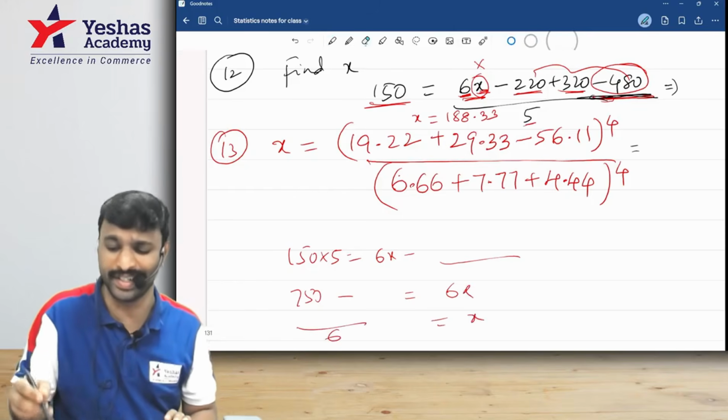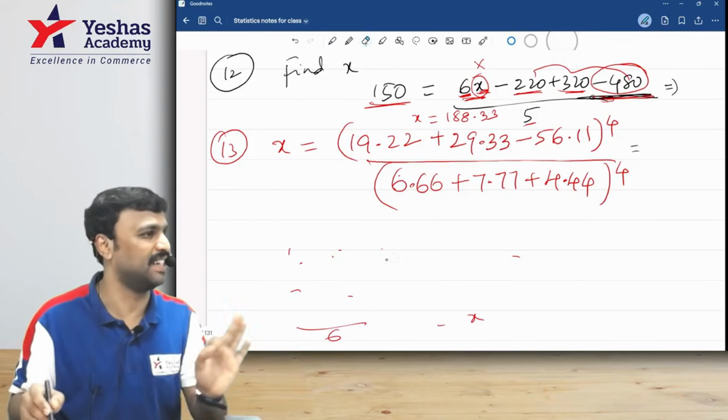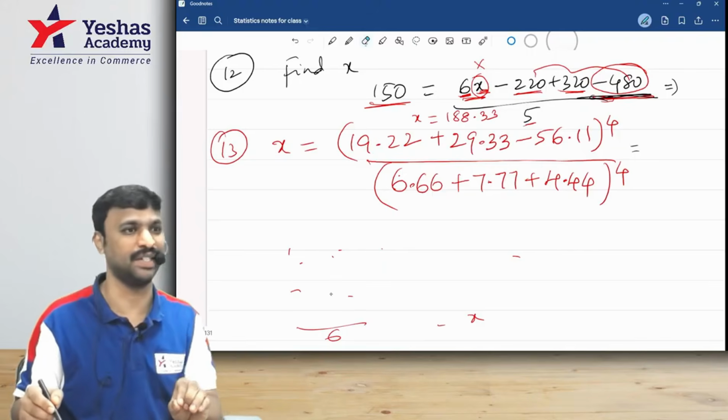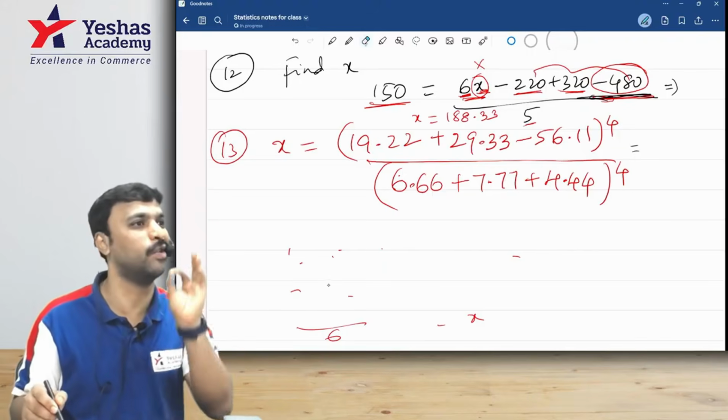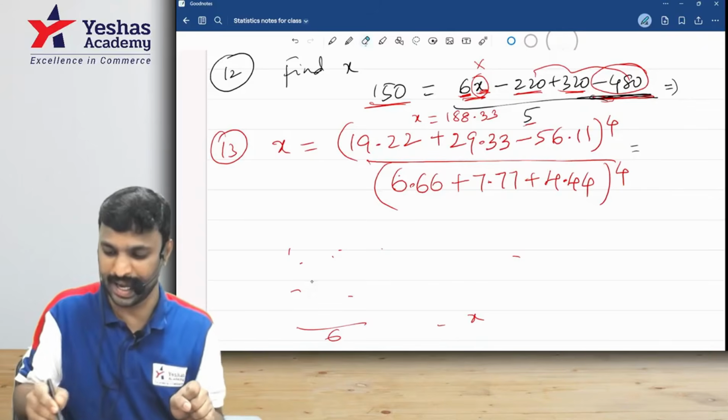Please don't do all this. You know priorities. Do that in the calculator. It's a matter of few seconds. That's it. The less you write, the faster you can do in the exam. Have you all understood? Say yes or no.